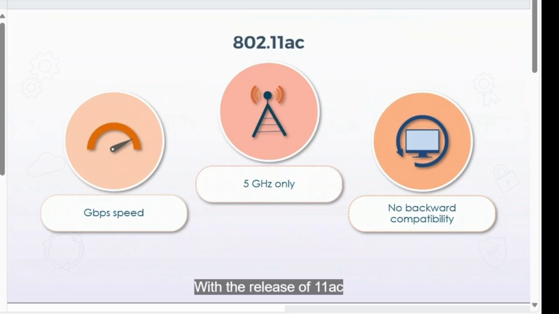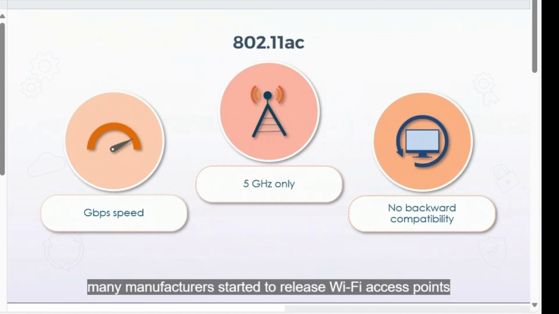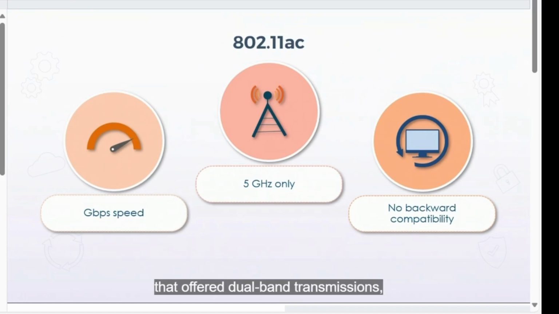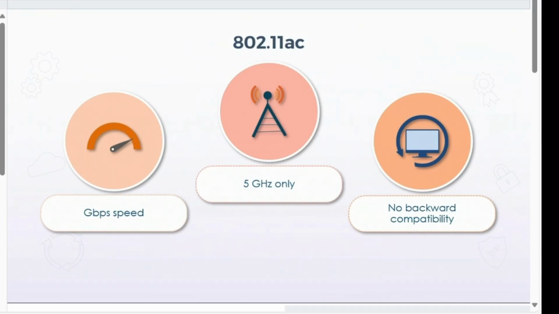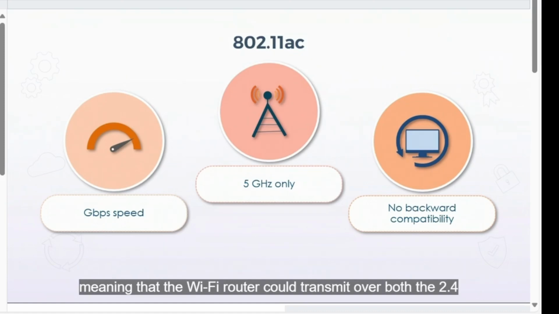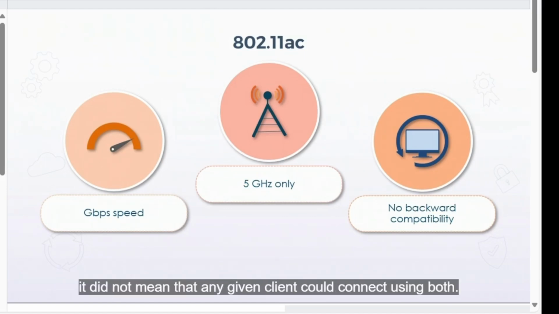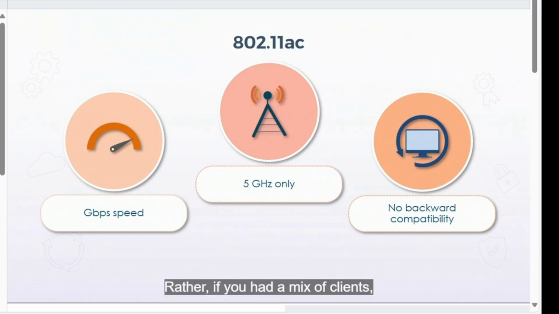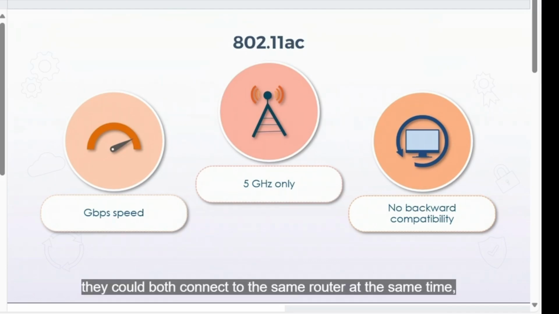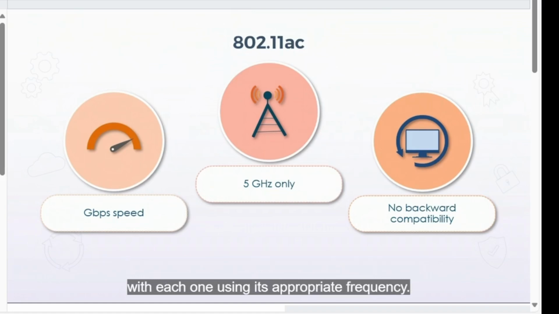With the release of 11AC and its inherent lack of backward compatibility, many manufacturers started to release Wi-Fi access points that offered dual-band transmissions, meaning that the Wi-Fi router could transmit over both the 2.4 and the 5 GHz bands at the same time. Now that said, it did not mean that any given client could connect using both. Rather, if you had a mix of clients, some using 2.4 and some using 5, they could both connect to the same router at the same time, with each one using its appropriate frequency.